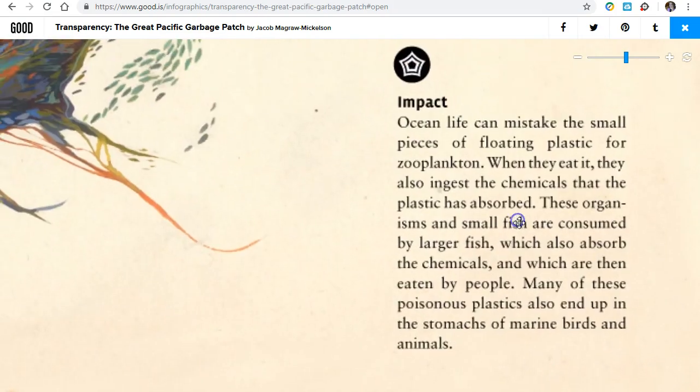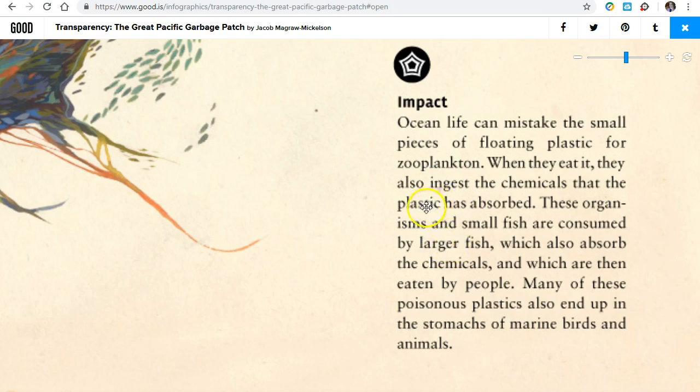And then why does it have an impact? Well, ocean life can mistake the small pieces for zooplankton. When they eat it, they ingest the chemicals the plastic has absorbed. These organisms and small fish are consumed by larger fish, which also absorb the chemicals, which are then eaten by people. Many of these poisonous plastics also end up in the stomachs of marine birds and animals.